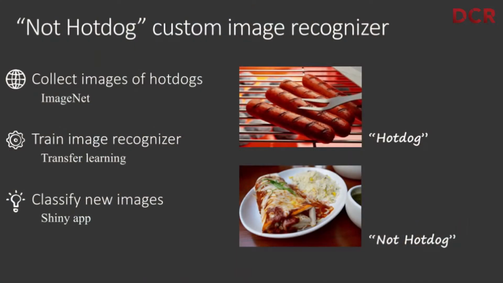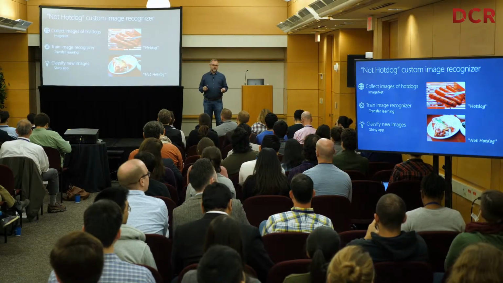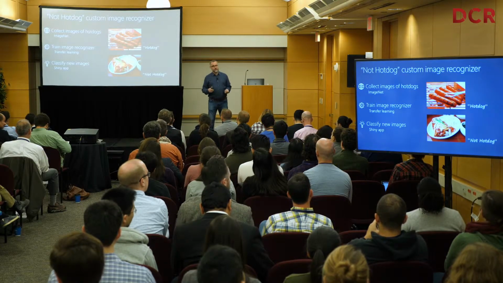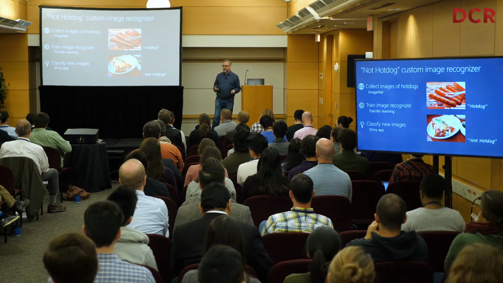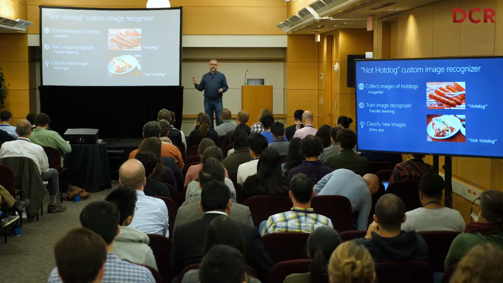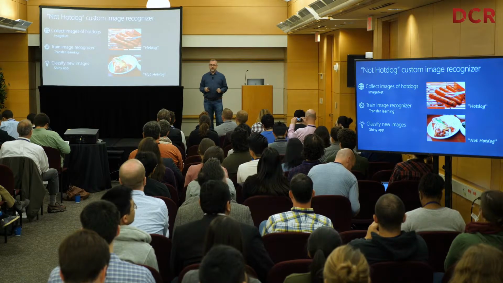In fact, what I'm going to show you in this talk today is how you can build exactly an app like this. An app that you take a picture, you point it at something that may or may not be a hot dog, and it'll tell you if it is or is not a hot dog. The way I'm going to do that is by starting with getting some images of hot dogs that I'm going to train a model with. And I'm going to get those images from a place called ImageNet, and I'll show you how to do that in a little while. Then we're going to train a recognizer using a process called transfer learning.